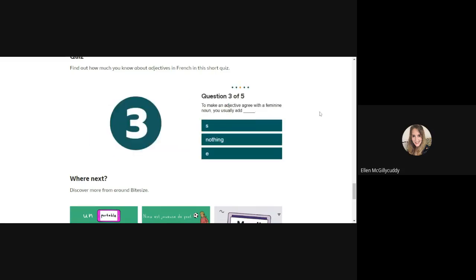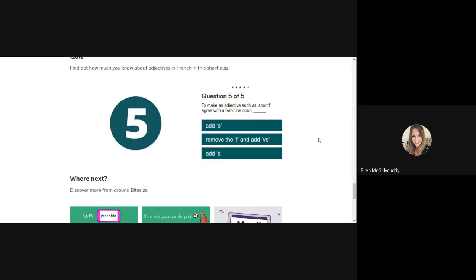To make an adjective agree with a feminine noun, you usually add, so think about this. So if you had, for example, chemise or jupe or robe, what do you have to add to the color to make it agree? So for feminine. Good, well done, E. To make an adjective agree with a plural noun, you usually add, so think about in English, what you need to add in English to make a word plural. For example, book, what you need to add to make it plural. Cat, what you need to add to say two cats. Do you say two cat, or it's similar in French? So yes, well done, S.